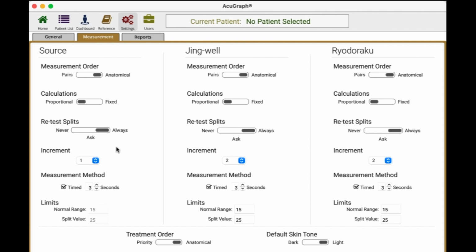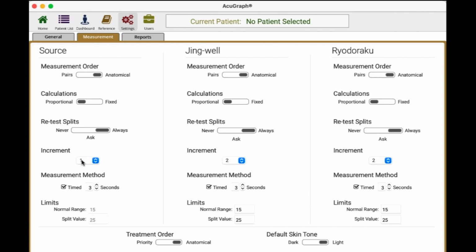Retest splits, well, that's obviously when you finish a graph or finish an exam. If there are splits discovered, you can choose to have it never ask you to remeasure the low side, ask you if you want to, or just always tell you to go remeasure the following points. It will remeasure the low side of the split, whichever one was lowest, just to make sure you didn't miss the point. If you miss the point, you'll have an artificially low reading on one side, and that's why you would remeasure. If you measure again on that side and it's still low, then that's a true split. If you remeasure and it comes up, it means that you likely just had a bad measurement the first time, and remeasuring is the right way to go. I like mine set for always.